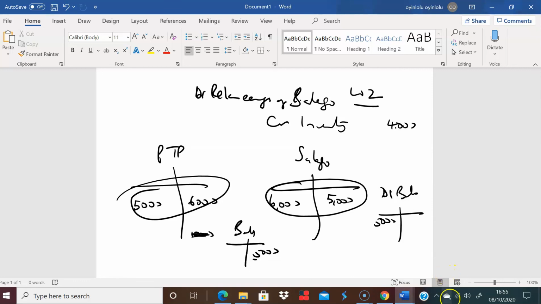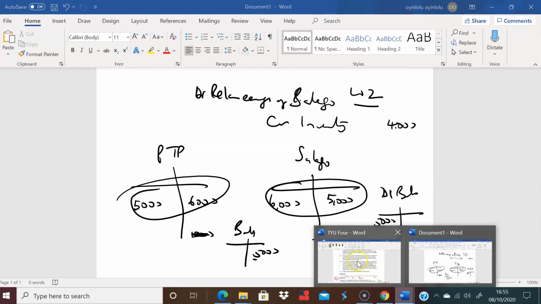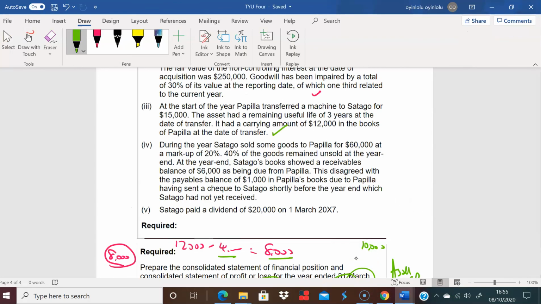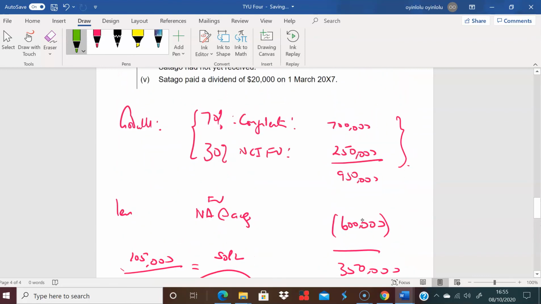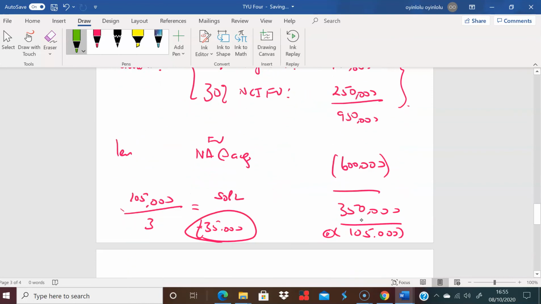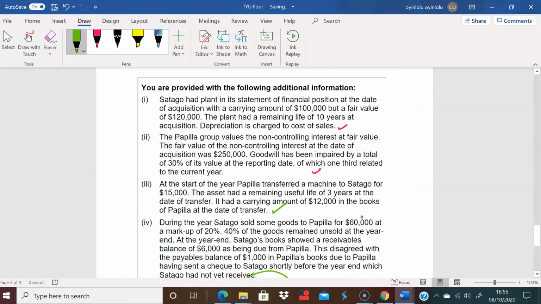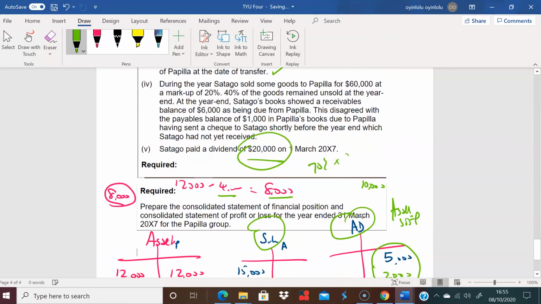Then the final question says that Satago paid a dividend on all their shares. That's always the case. We cannot show dividends; this will show on the statement of financial position, and you will take it out of the income statement. You need to get rid of that. Its own share: you have 70% of this business, so 70% of 20,000 is 14,000. You will need to deduct 14,000 from your investment income. Papilla will need to deduct 14,000 from its investment income.